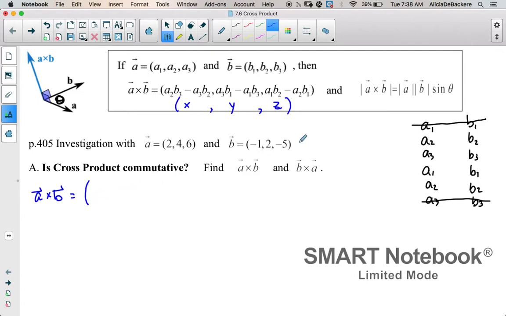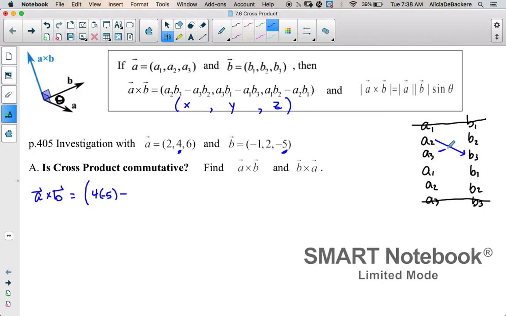To find the x component, we start with a2 and multiply by b3. I'm doing the cross product here. So a2 times b3. In my vectors, a2 is here and b3 is here, so I'm going to get 4 times negative 5. And then I'm subtracting. I'm just at this step in my cross product. Now I want a3 times b2.